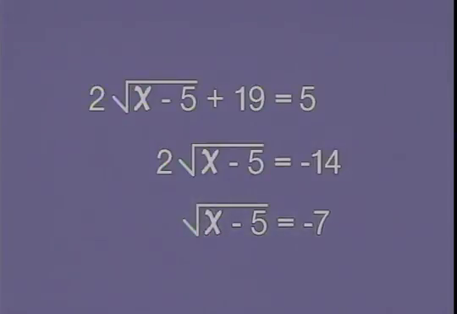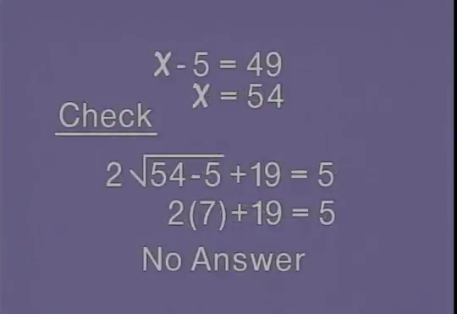What do we then do? Well, the next visual shows us what to do. We continue on. We square both sides. Notice negative 7 squared is positive 49. We then solve for x. We get x equals 54.